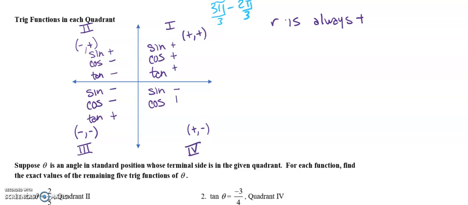Cosine is the x, positive over positive. And tangent is y over x, negative over a positive, which is negative. So those are the signs of the six trig functions. We wrote down 3, but then the reciprocal functions will be the same as the actual functions.